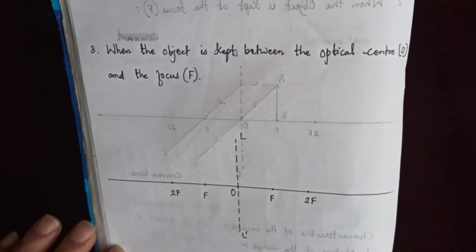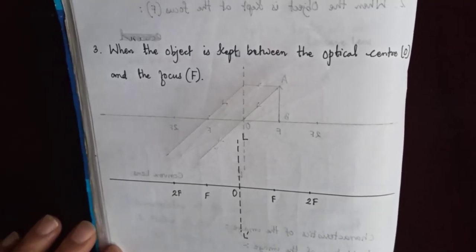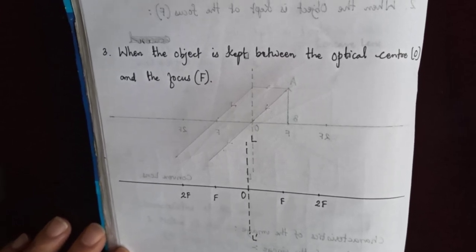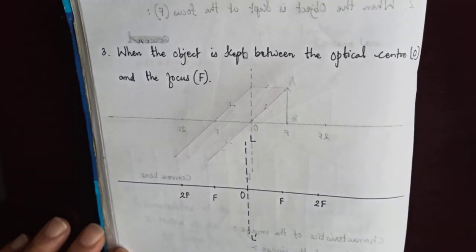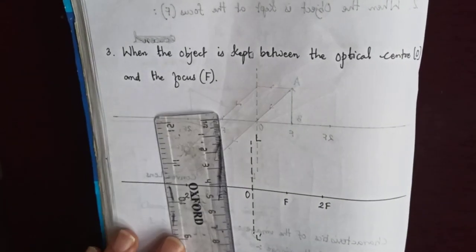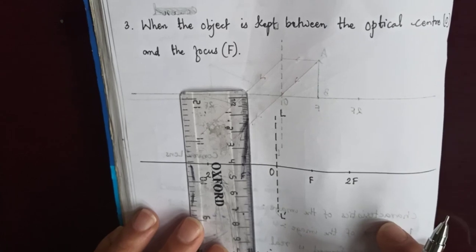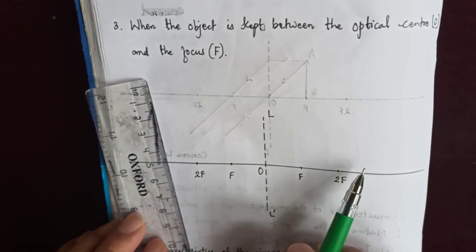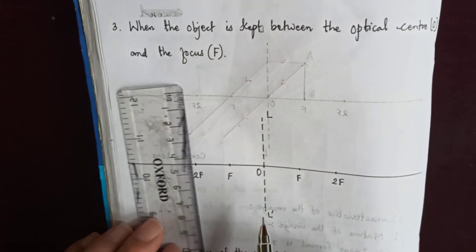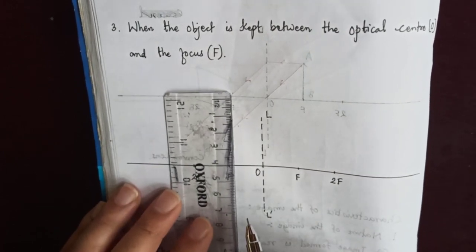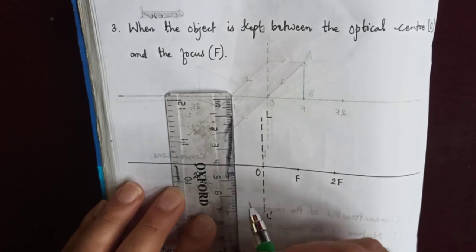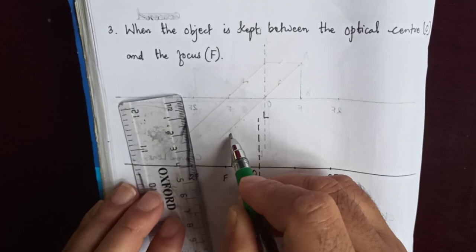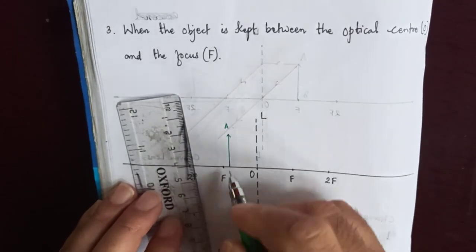In this last example, we'll be keeping the object in between the optical center O and the focus F. So I'll be keeping the object in between O and F, not this side, because this side is behind the lens. I have to keep the object in front of the lens. So I'll be keeping the object somewhere here in between O and F. Let's say this is the object. This object is AB.